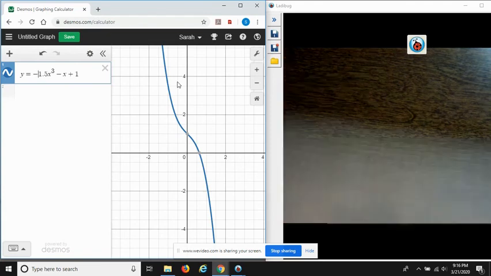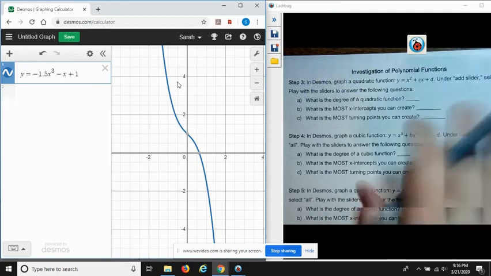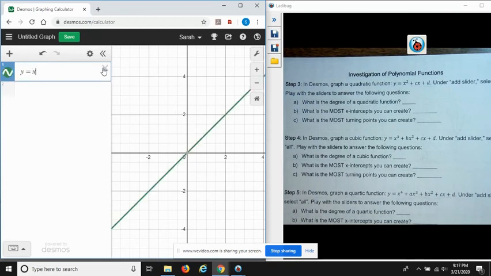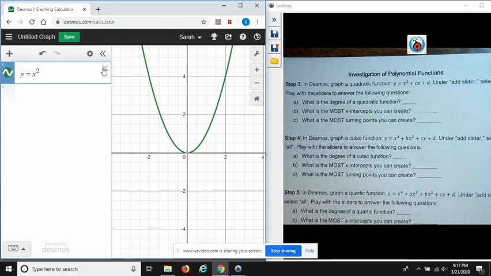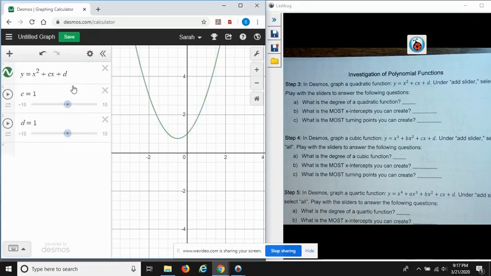Step 3. Okay, so in step 3, it says in Desmos, graph the quadratic function. So I want you guys to graph it exactly as it is written: y equals x squared plus cx plus d. Then it says under add slider, it's talking about this right here. Click add all, okay? So we want to select those. And then it says play with the sliders. So all that means is you're just taking this number and you're making it bigger, you're making it smaller. You're looking at what changes, what stays the same, okay?